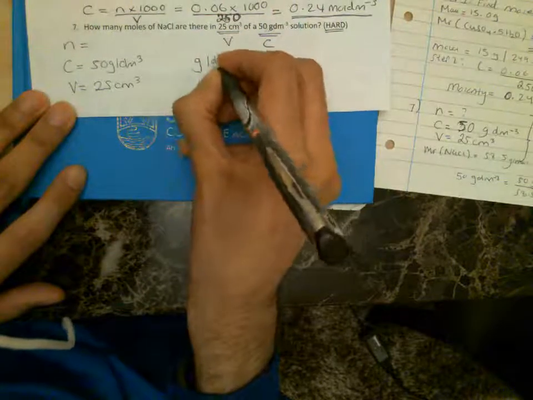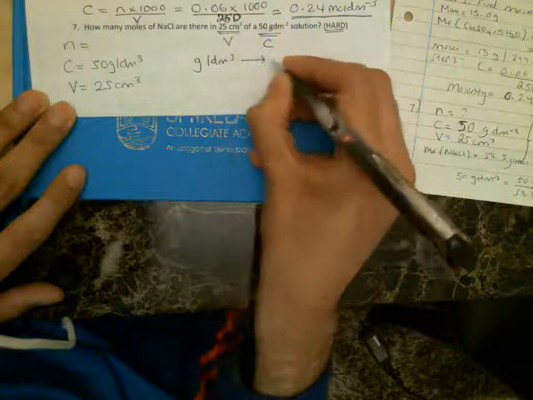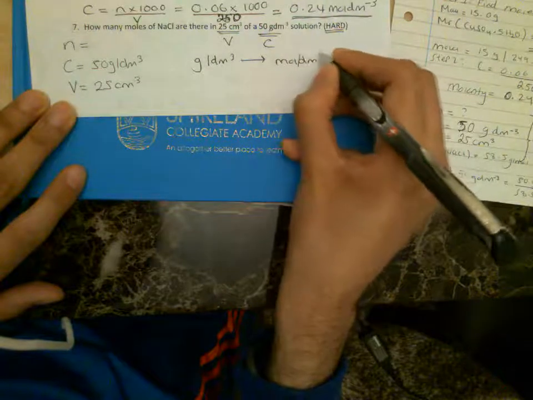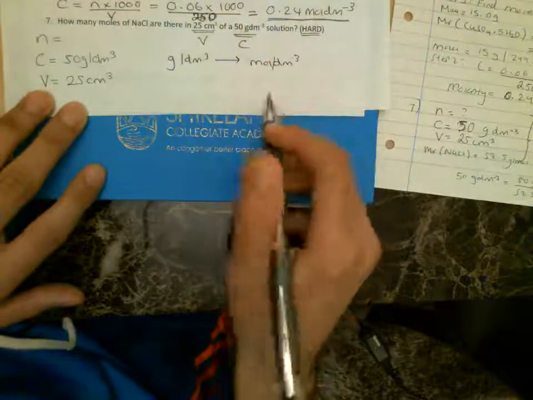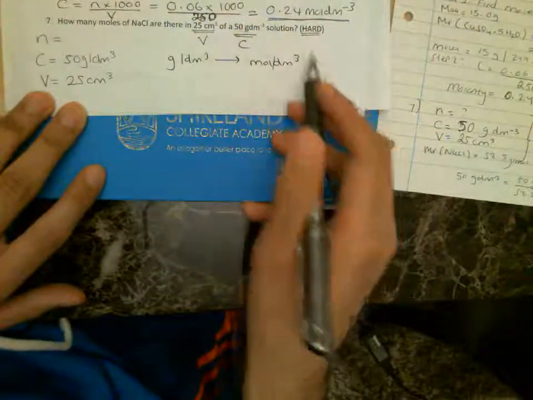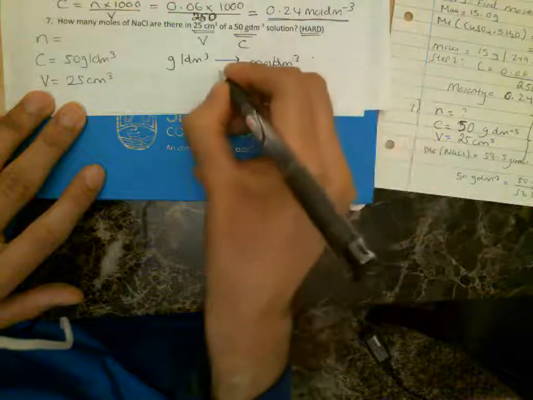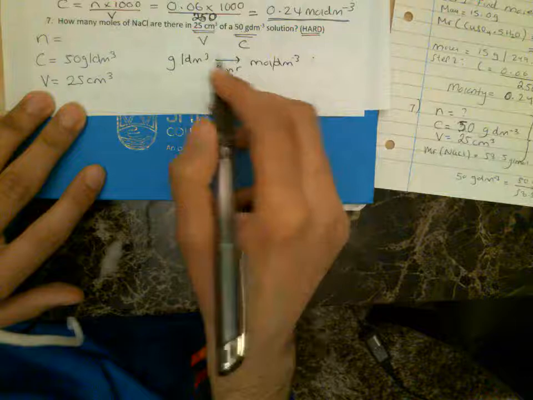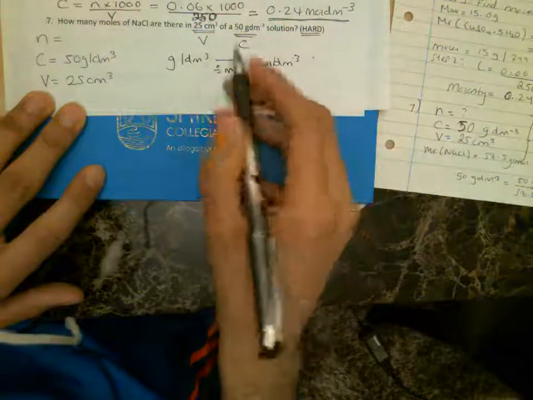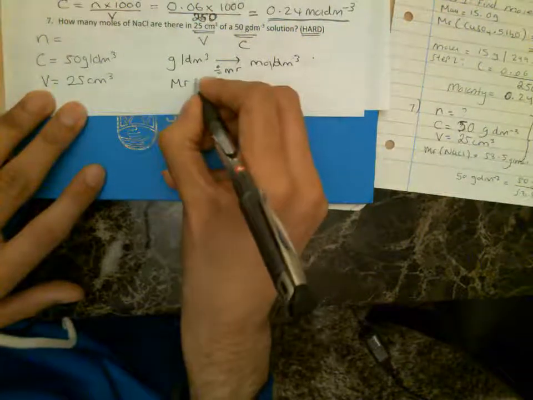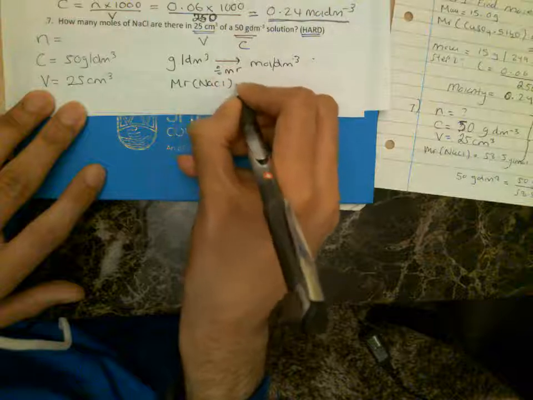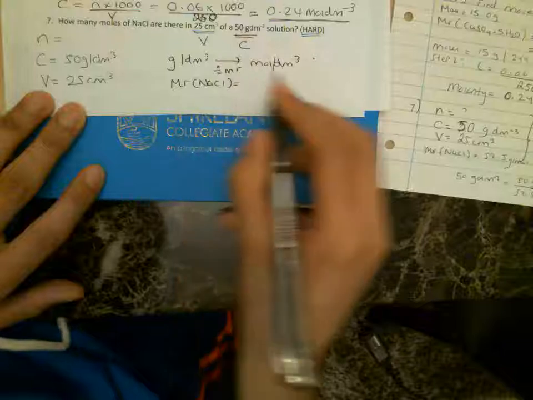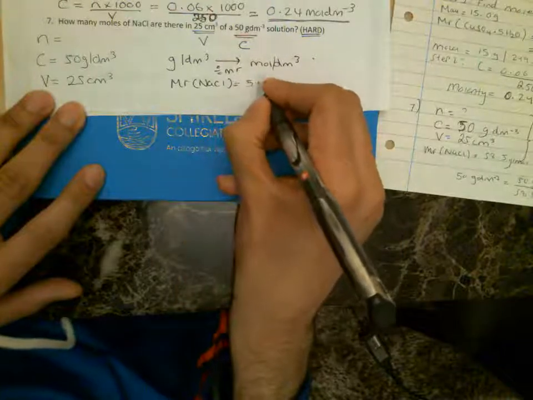Now, how would we go about converting grams per decimeter cubed into moles per decimeter cubed? To go from grams per decimeter cubed to moles per decimeter cubed, we divide by the MR of the compound. So whatever the MR of the compound is, we divide by that. Now, the MR of NaCl, guys, is 58.5 grams per mole.